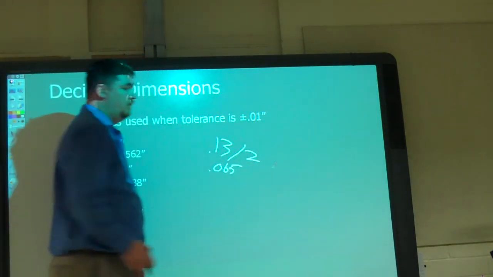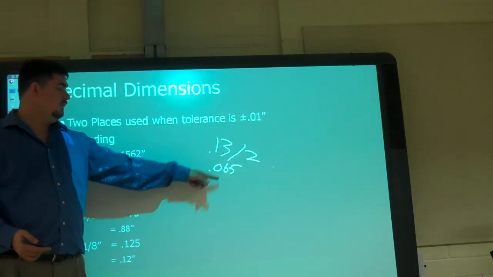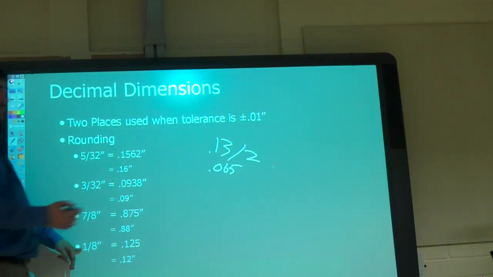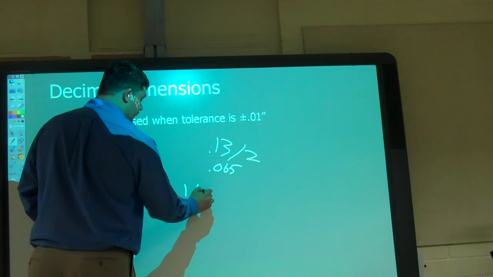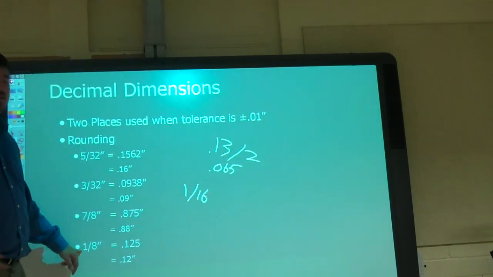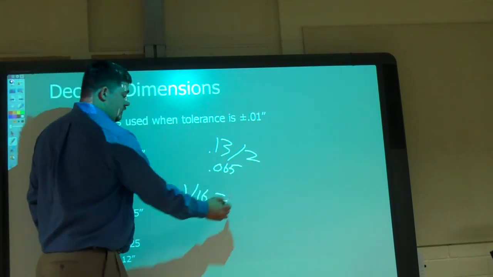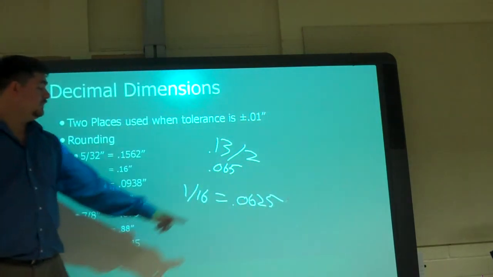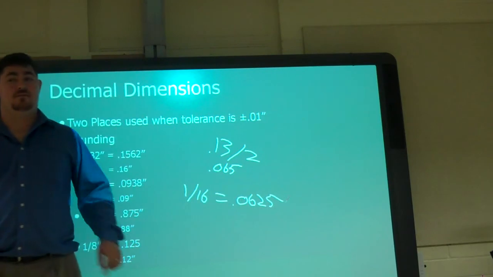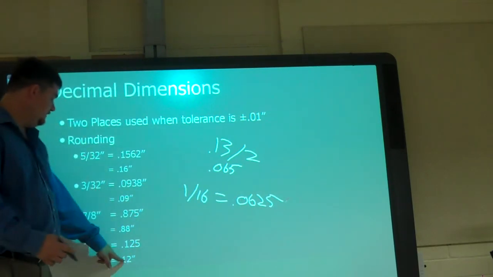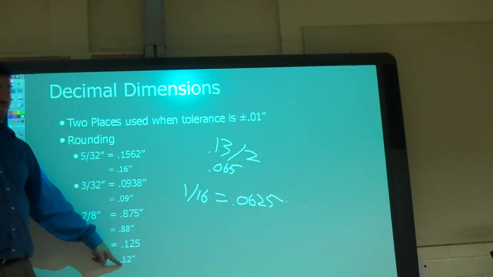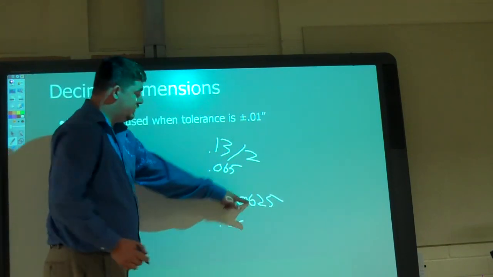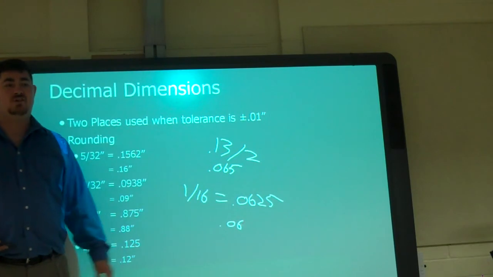He's explaining why it didn't go up to the third one. What is half of an eighth? A sixteenth. 1/16th, that's half. What's the decimal for 1/16? 0.0625. Is 0.0625 the same as 0.065? No. What's half of 0.12? 0.06. So is that closer to that than that is? Yeah. That's why we round.